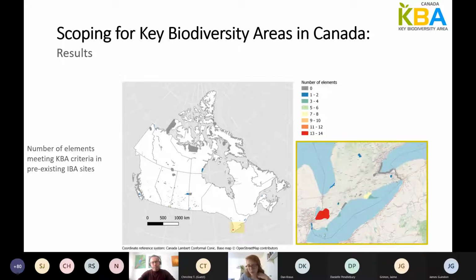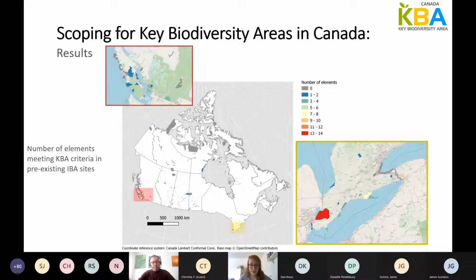We can zoom in, for example, in southern Ontario and see that, depending on the IBAs, there is much variation. Some sites are not capturing many potential non-bird triggers, and others, like Long Point, have several. Another example is southern BC, where you also see several sites that pop up as having KBA potential for non-birds.